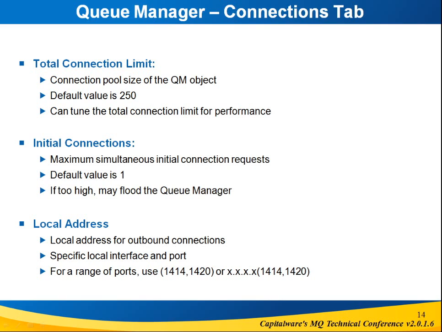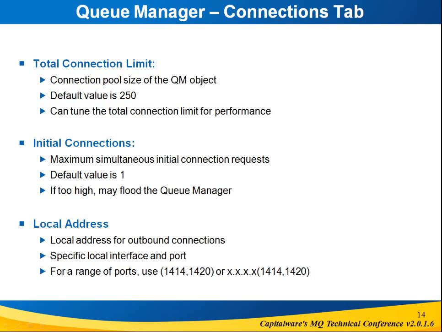In other words, if you set it to 250, you could say the initial connections is 250, but that could flood the system. In other words, when you first start up, to suddenly hit the Queue Manager with 250 initial connections could overpower it and could cause problems. So you might want to limit this to a lower number. The default is 1, which means that as each connection is established and added to the pool, then another one will be established and added to the pool in a sequential linear fashion.